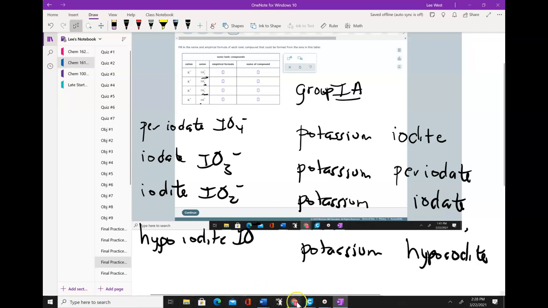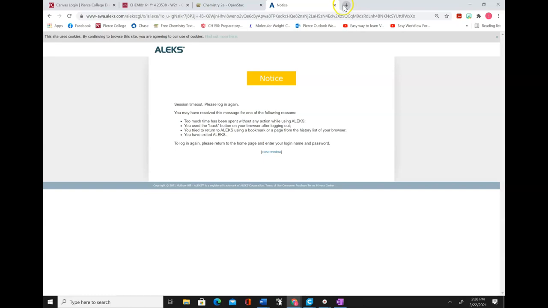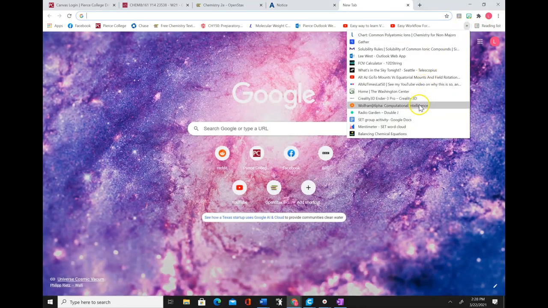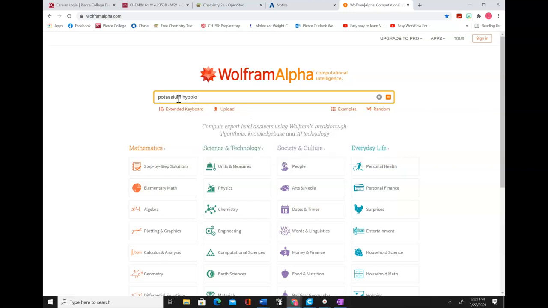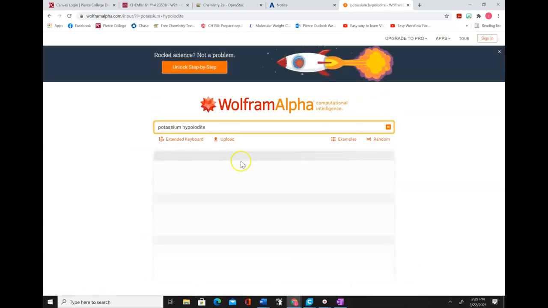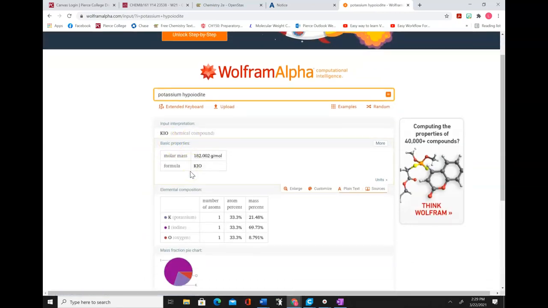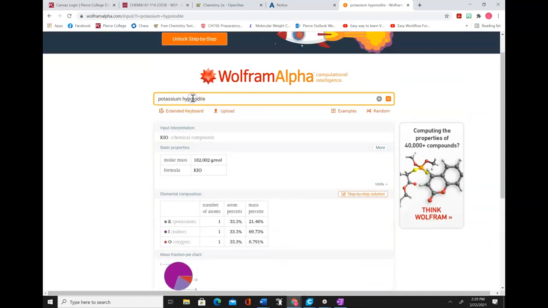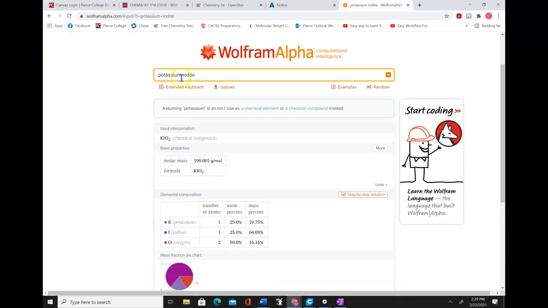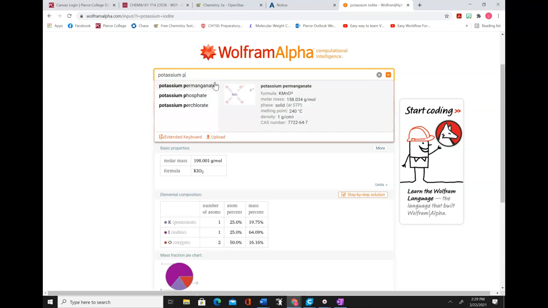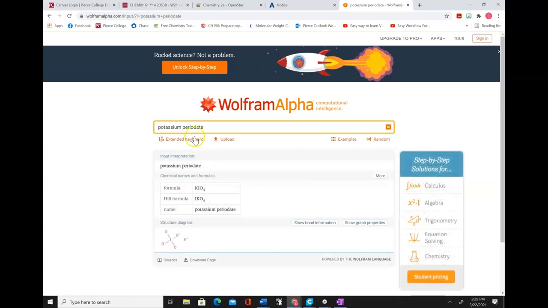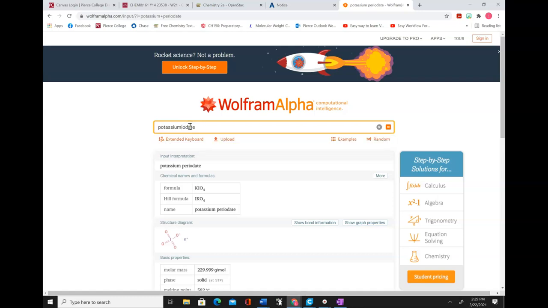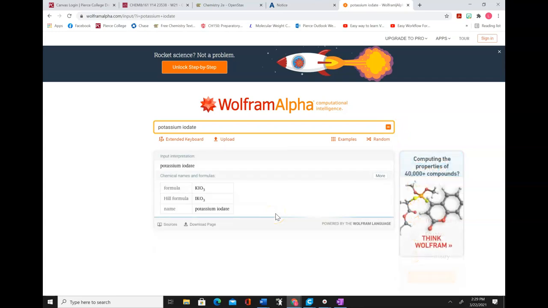Now you can always go to something like Wolfram Alpha, and you can put in potassium hypoiodite and see what it says. It might give you the formula, and there it is. Alright, and it gives you everything you could ever want to know about that. Now if I go just to potassium iodite, and there it is, potassium periodate, looking good. And I think the only one we didn't do was potassium iodate. And there they all are. So it all looks really good.